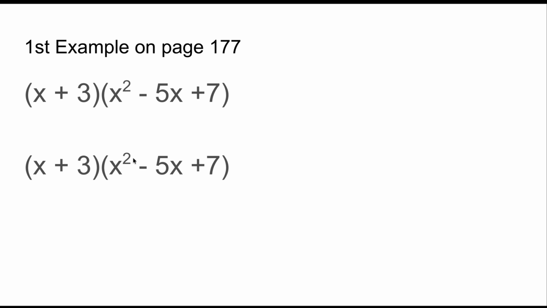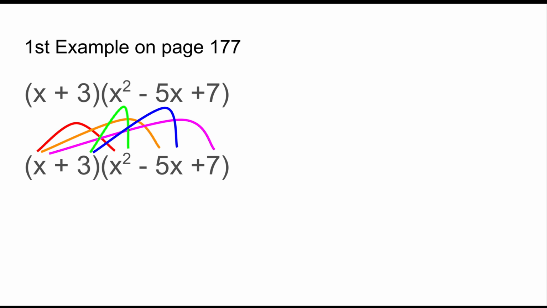Normally we would ignore this first 3 and we'd do x times x squared, and that's what we're going to continue doing. We're going to follow our same steps: x times x squared, which makes x cubed, x times negative 5x, which is negative 5x squared, and then x times 7, which is 7x. Then we're going to repeat it with the 3. We're going to say 3 times x squared, 3 times negative 5x, 3 times 7. So it just has one extra thing to multiply.